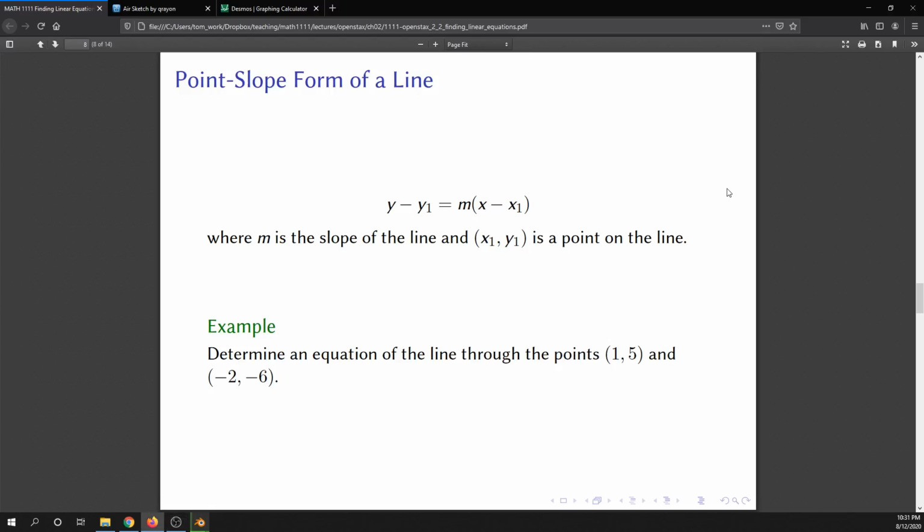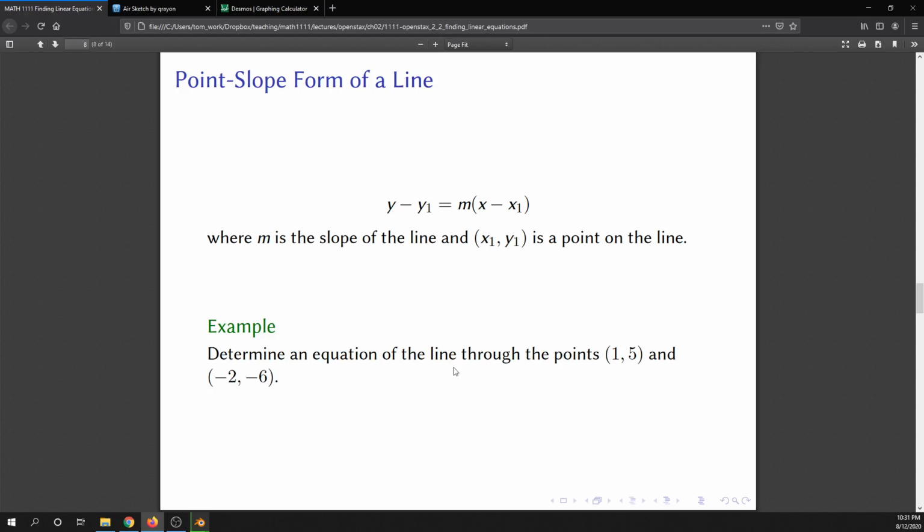In this video, we are going to talk about the point slope form of a line. The point slope form of a line is good for finding an equation of a line when you know the slope of the line and a point that's on the line itself. Okay, so let's take a look at this example here.